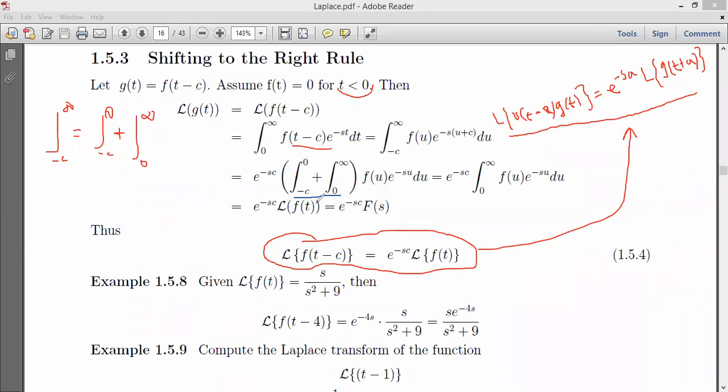Then what happens is, if you have minus c to 0, the question is whether the function is defined in that kind of range. Depending on the kind of function you are dealing with, you will see what happens. But here we are saying f of t is 0 for t less than 0. Definitely this whole thing here will disappear. It will go to 0. Then you remain with the 0 to infinity, which is this one here. So change of scale is direct.